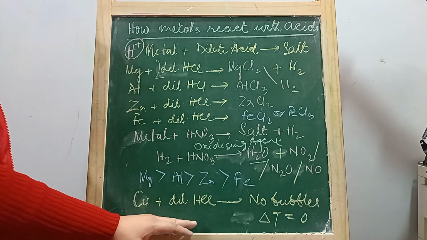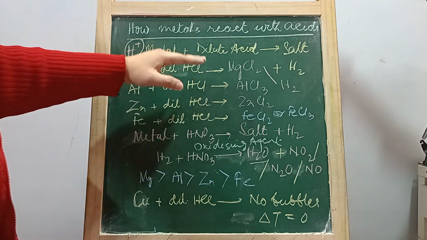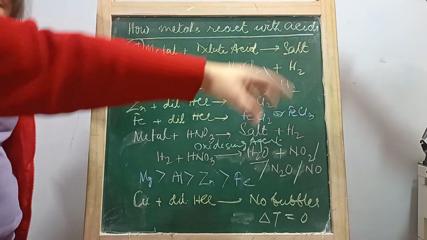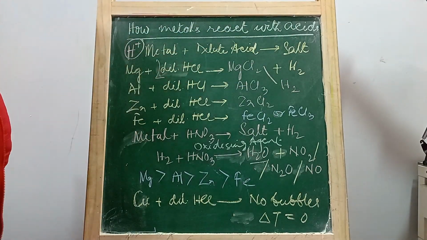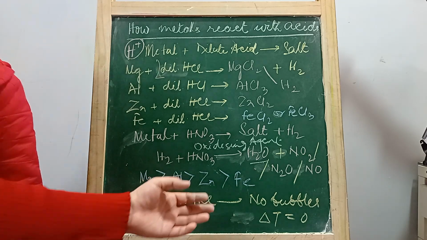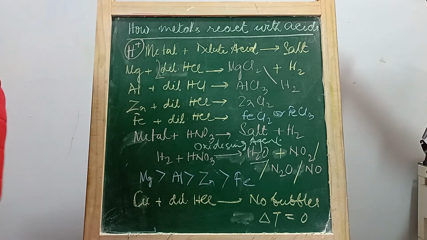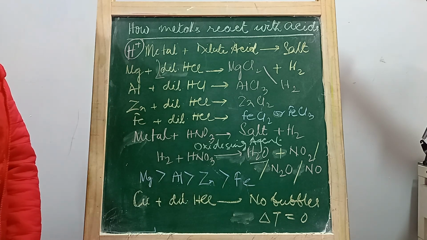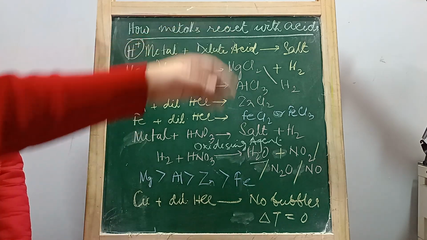So what we have understood is that this particular statement, which says that a metal when it reacts with dilute acid forms salt and hydrogen, is not always true, because copper is a metal and it's not reacting with dilute hydrochloric acid, right? I hope you are able to understand how metals react with acids.